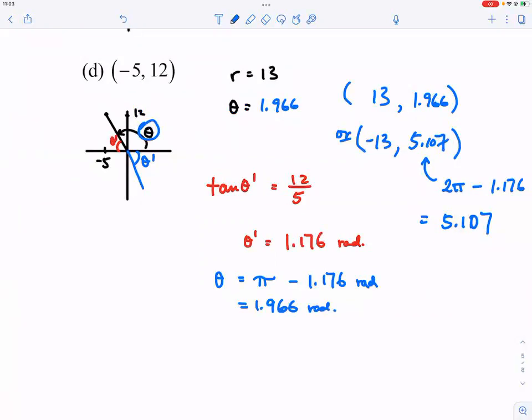So that's the one that you would need to use a calculator to figure out. But for the other 3 examples, A, B, and C, you can figure it out without using calculators.